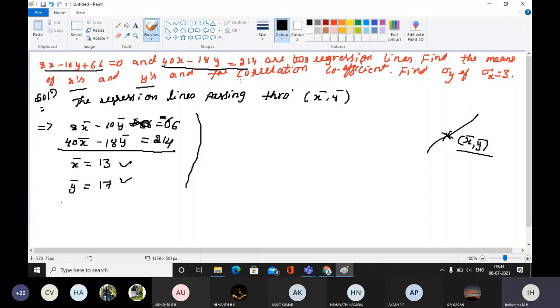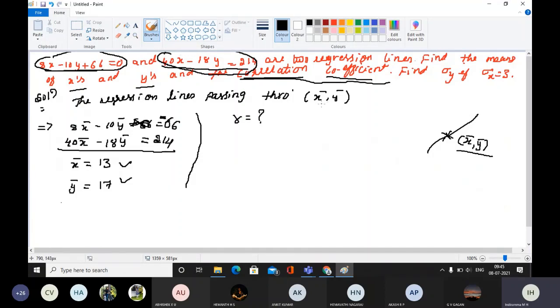Further what we have to find? See the question and tell me what we have to find next. Sigma Y. So the correlation coefficient also we have to find. That is, we have to find R. Since they are given the regression lines, write the regression lines in the standard form. Then we can use the formula to find R.